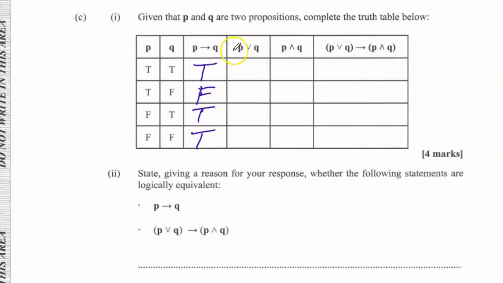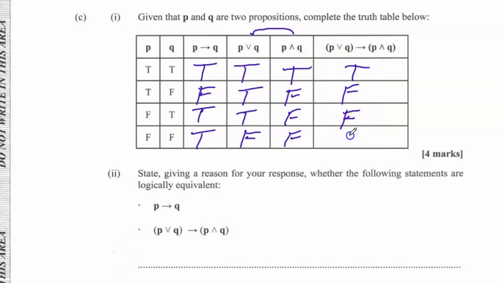And P or Q, the only time we have false is when both of them are false. The rest should be true. P and Q, the only time we have true is when both of them are true, and the rest should be false. And the final one, we're combining the fourth and the fifth columns, using the conditional (P or Q) implies (P and Q). Again, the only time we have false is true false. Notice we have a true false here, so this should be false. We have a true false here, this should be false. And the rest, true implies true should give us true. This should also be true.